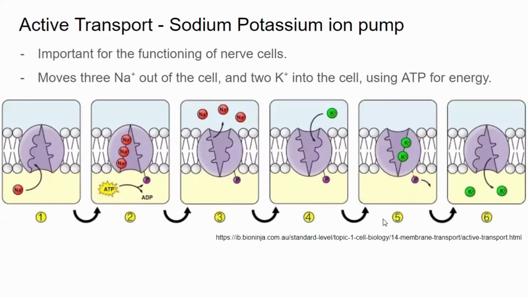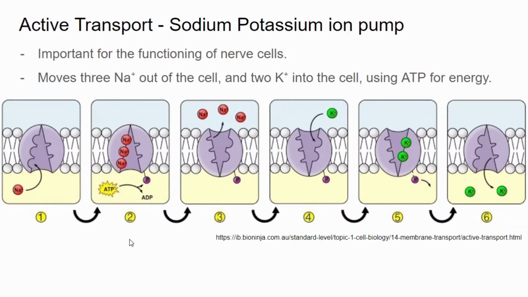So let's have a look at our sodium-potassium ion pump. This is an example of a carrier protein that is able to move charged particles, in this case our sodium ions and our potassium ions, from one side of the cell to the other. And these sodium-potassium pumps are important for the normal functioning of nerve cells and muscle cells. What they do is they move 3 sodium ions out of the cell and bring 2 potassium ions into the cell each cycle, and they use ATP for energy.